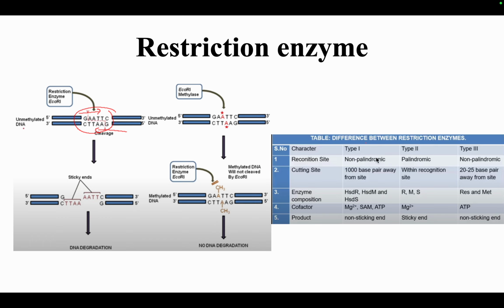So type 1 restriction enzyme, as you can see, the recognition site is non-palindromic. It doesn't recognize any palindromic sequence, and the cutting site is 1000 base pairs away from the site. So this property is not that great to be used in cloning because it will cleave something else other than our gene. So this is not that great to be utilized. So these are the different types of type 1 restriction enzymes.